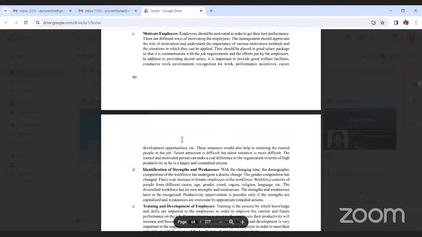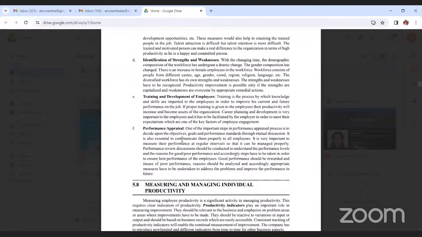And you have to continuously motivate the employees. Now motivation is the salary package that we've spoken about, the work, the performance, the incentives. All these things play a very, very important role in your career.